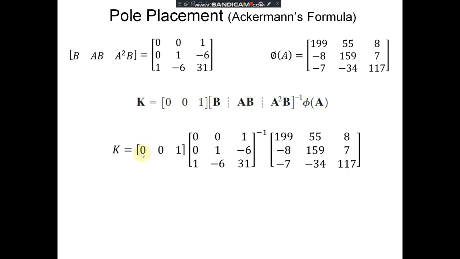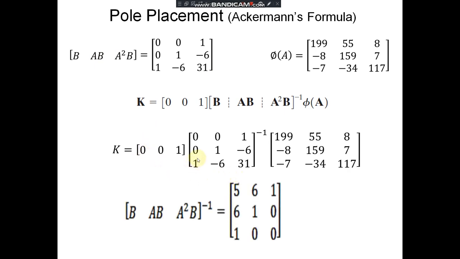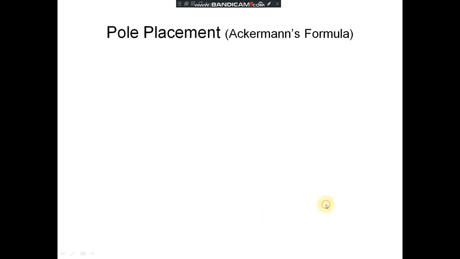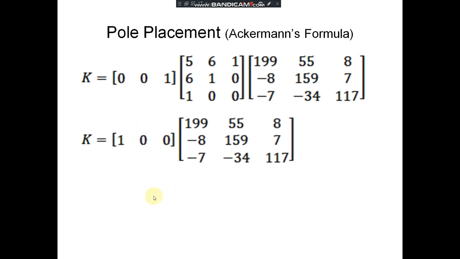Substituting these values in the equation of K and multiplying the matrices, here we need to calculate the controllability matrix [B AB A²B] inverse, which is obtained here as 5, 6, 1, 6, 1, 0, 1, 0, 0. Substituting this and multiplying the matrices, we obtain the state feedback gain matrix K as 199, 55 and 8. So, this 3 by 3 multiplication first and then this 1 by 3 into 3 by 3 matrix will give 1 by 3, as 199, 55, 8, where 199 represents K1, 55 represents K2, and 8 represents K3. Therefore, K is 199, 55 and 8.